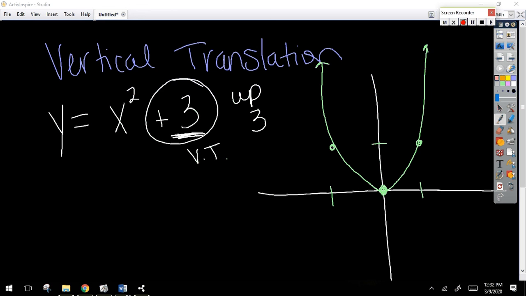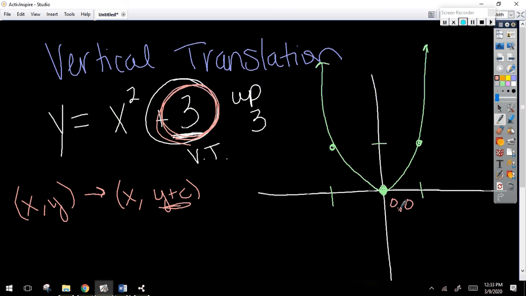All right, so this is a translation up 3, which means every single point. If you look at your little cheat sheet, the very first one says f of x plus c is a vertical translation up. And it says, if you look, xy becomes x, y plus c. Which means for every point that you had, c is my 3 here. So for every point that you had, you add 3 to the y. So this was 0, 0, so it becomes 0, 3. This one was 1, 1, so it becomes 1, 4. And same thing here, negative 1, 4.